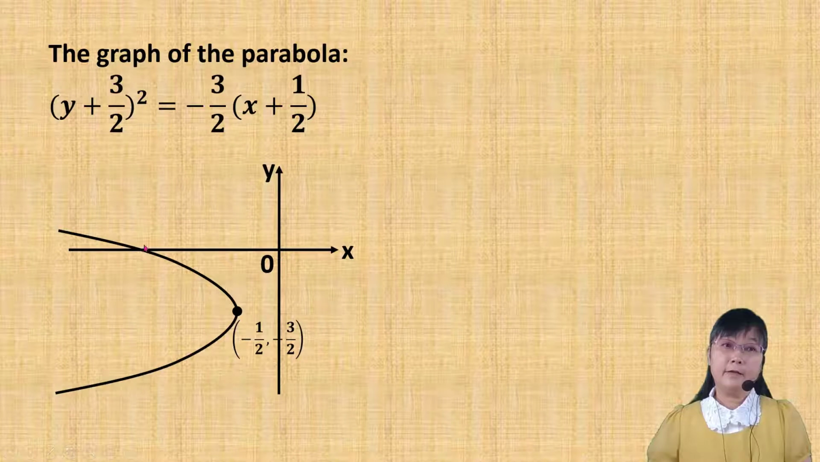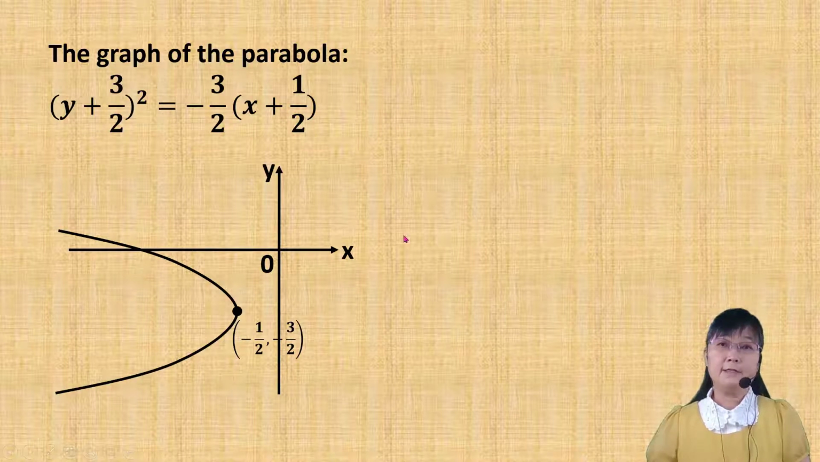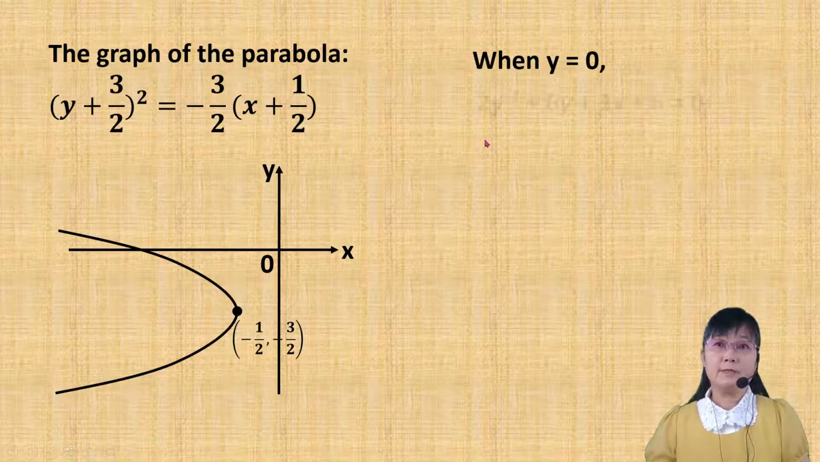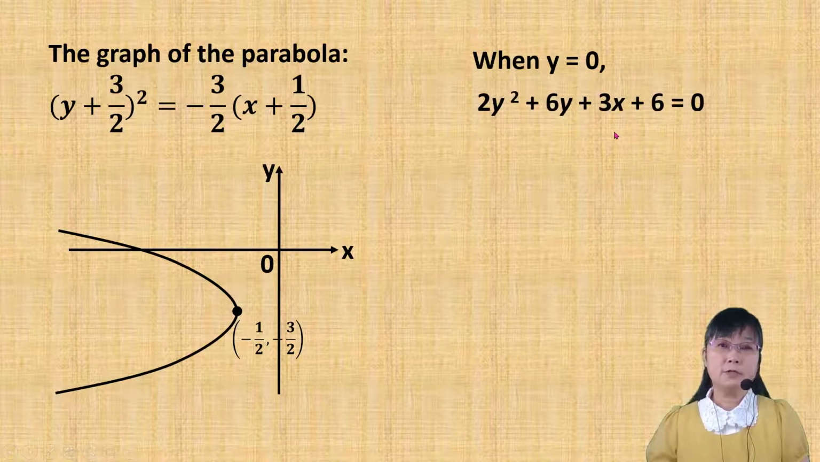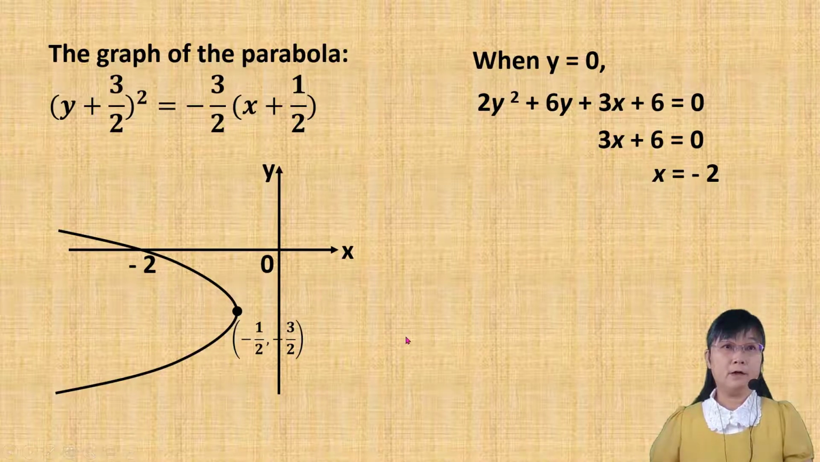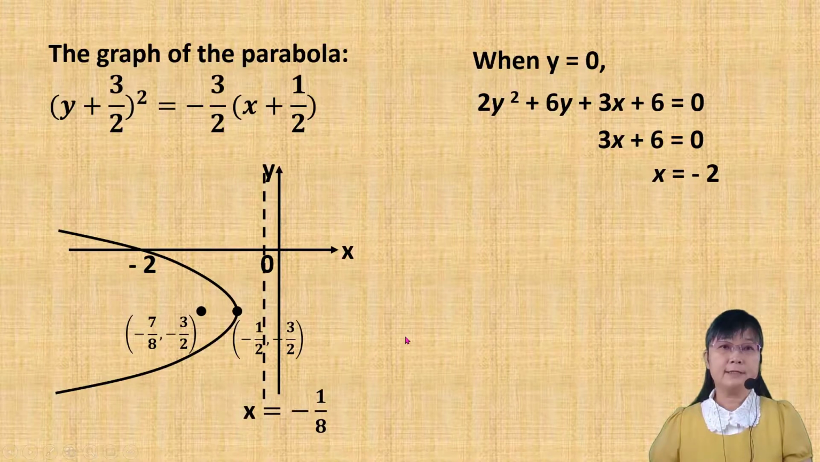Now from the diagram, I can see that there is an x-intercept here. So I must label this value. So to find this x-intercept, y is equal to 0. So when I substitute y equals 0 into the equation of the parabola, I find that x is -2. So now I label the x-intercept. Now I complete the whole graph by labeling the focus and also the directrix.